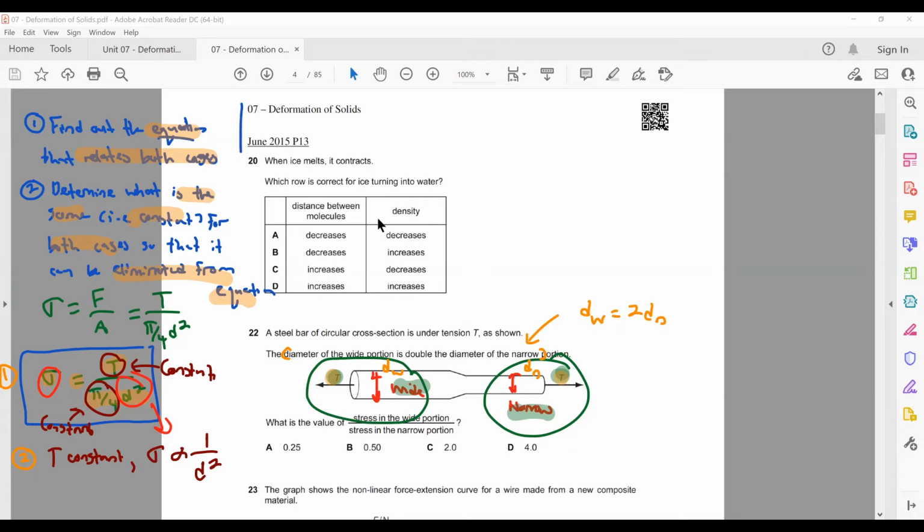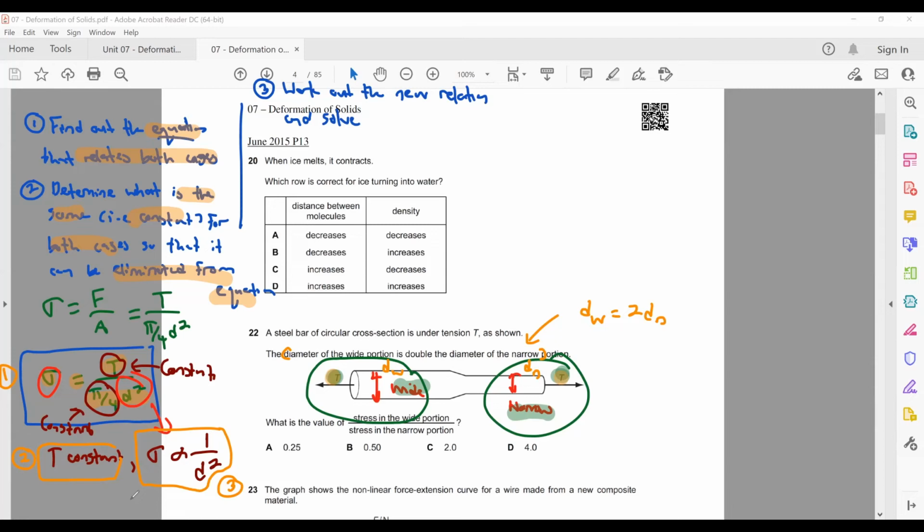So after that, then you work out the new relation and solve. Okay, so let me just write this. T is constant, stress is inversely proportional. Yeah, this one will be part 3. This part here is the new relation. This part here is you finding out what is constant. Okay, so that is what I meant by ratio.